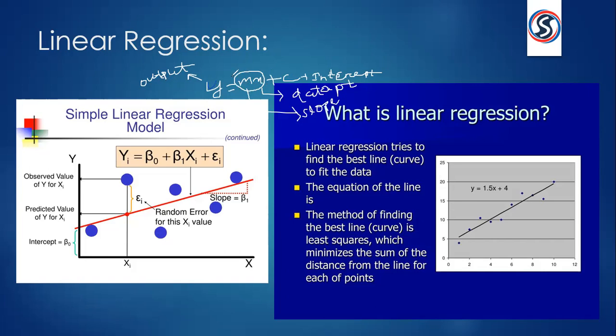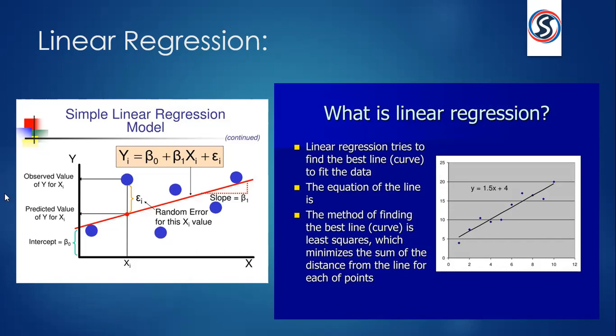Now suppose I have some data points, and I draw a linear line, a straight line here, and I mark my prediction point just parallel to my actual points. The distance between my predicted point and my actual point is my error. And what we have to do is reduce this error.